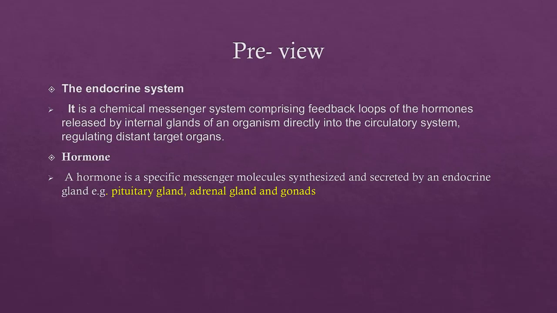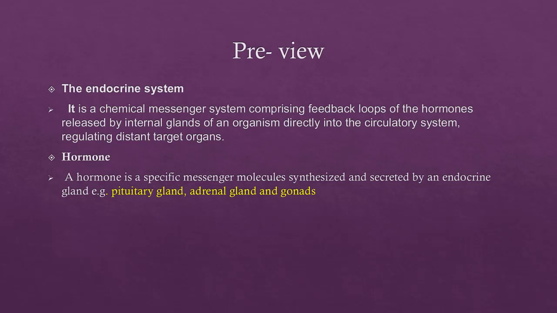So dear students, in your previous class you have studied about the endocrine system. As you know that it is a chemical messenger system comprising feedback loops of the hormones released by internal glands of an organism directly into the circulatory system, regulating distant target organs.